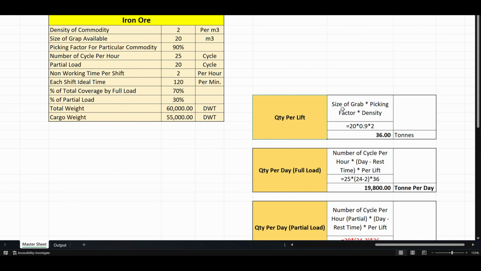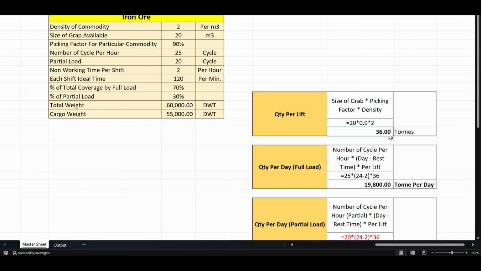The quantity per lift. How can we find the quantity per lift? It is the size of grab, which is 20 m cube. Peaking factor is 0.9 and density is 2. So it is 36 tons in one lift.